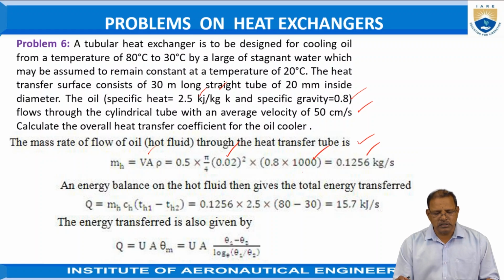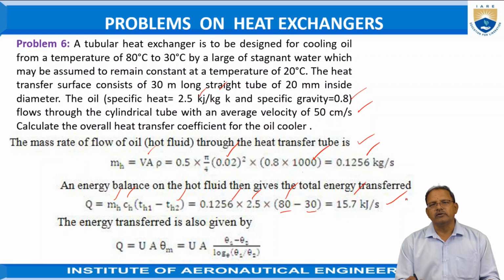So Q, that is the energy transferred from the hot fluid, is equal to m_h c_h into (T_h1 minus T_h2), where m_h is the mass of the hot fluid and c_h is the specific heat of the hot fluid. T_h1 is the temperature of the hot fluid at the inlet of the exchanger, and T_h2 is the outlet. Substituting the values, m_h is 0.1256, c_h is 2.5, and the hot temperature is 80 degrees centigrade reduced to 30 degrees centigrade, that is 80 minus 30, which gives 15.7 kilojoules per second.